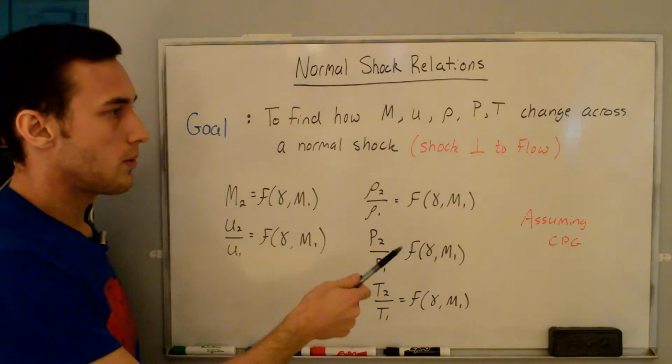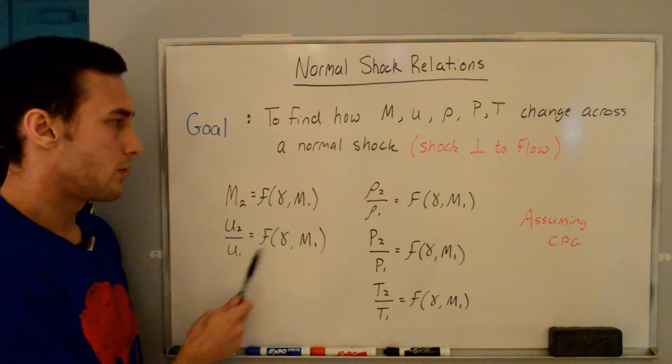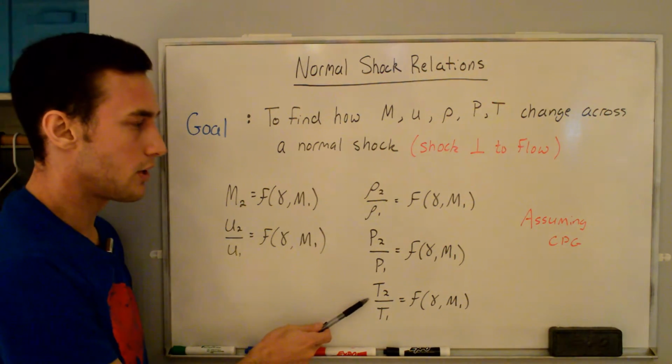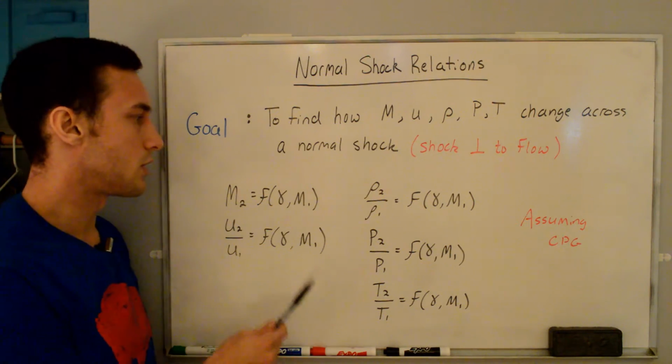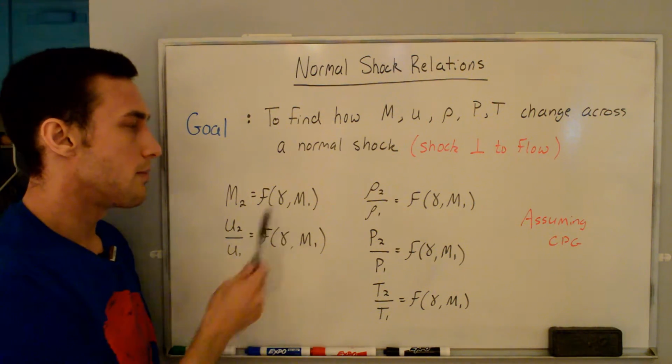And so, assuming that we have a calorically perfect gas, we can get these closed form solutions for the Mach number, velocity ratio, density ratio, pressure ratio, and temperature ratio across a normal shock as only functions of gamma, which is the specific heat ratio, Cp over Cv, and the upstream Mach number, M1.